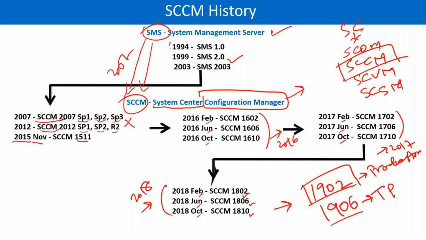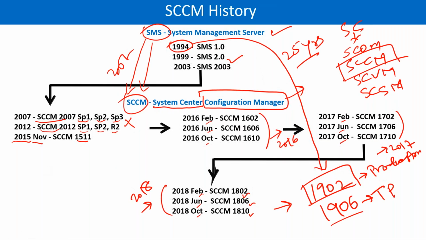So it started from 1994, and 1902 is the latest and greatest version which can be taken into production. So almost like 25 years. So this is a matured product, guys. I hope you guys understood this, right, everyone?